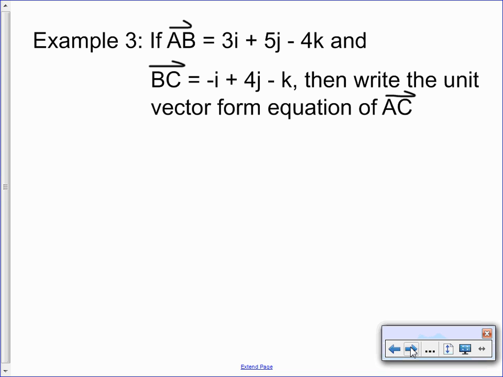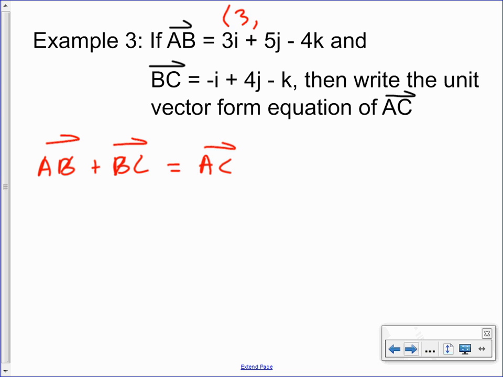To find the unit vector of AC, first of all, do we agree that AB plus BC will get you AC? True. Okay, because the B's cancel out. Really quick, the components can just be taken off from the equation. So it's literally 3, 5, and negative 4 for this vector. And this vector is negative 1, 4, and negative 1 again. Okay?